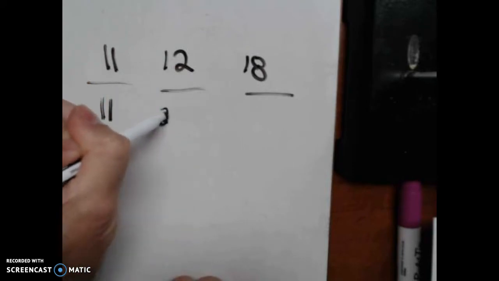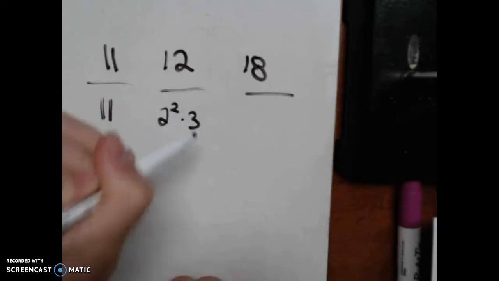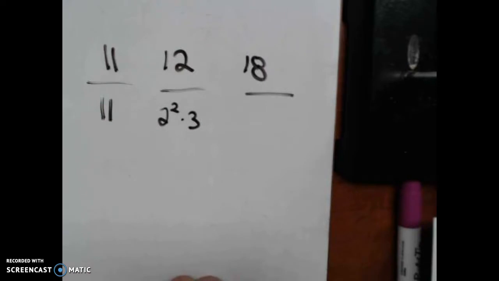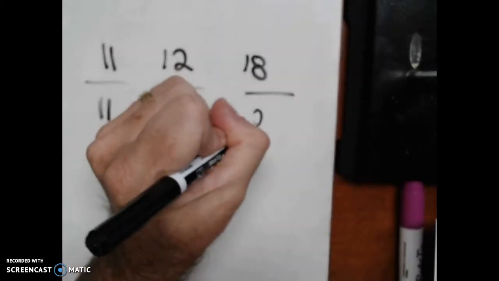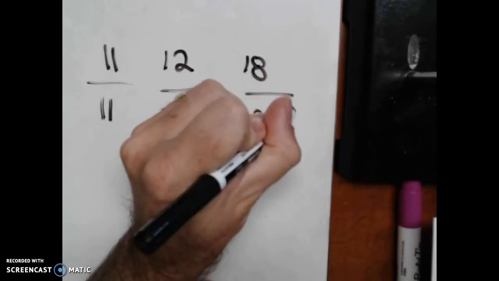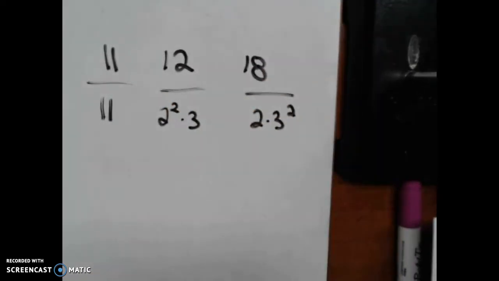12 is 4 times 3, so that's 2 squared and 3. And 18 is what? It's 2 times 9 or 3 times 6. If it's 2 times 9, that's 2 times 3 times 3. So there you go. And we notice that we've got 2s, 3s, and 11s.